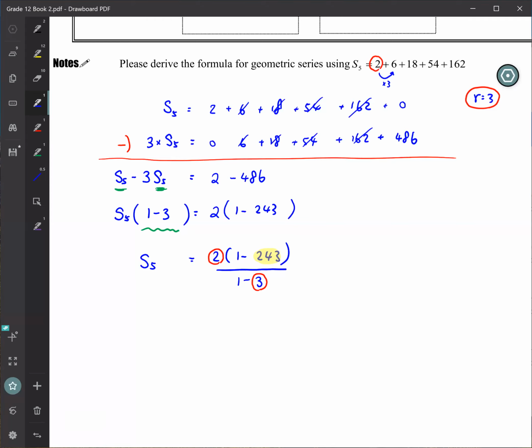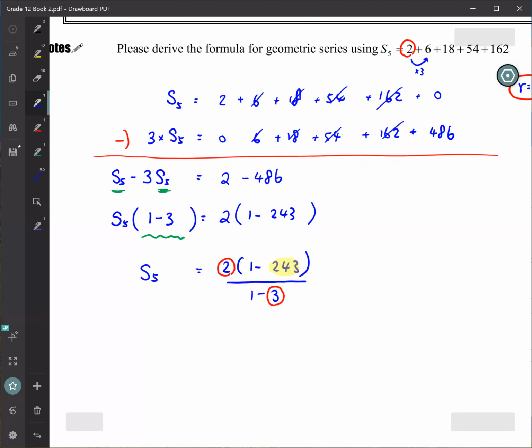Okay, let's trace back, right? So 243 came from the previous line, which was 1 minus 243. And the 243, we got it after we take out the 2, right? So it's kind of inside the 486. 486 is the same as 2 times 243, right? 2 times 243 gives you the 486. That's why we can factor out the 2, right? They both have the 2, so we take it out on the outside.